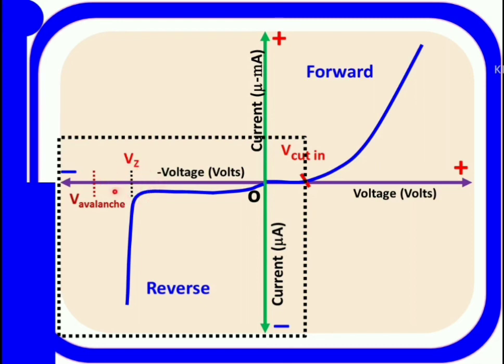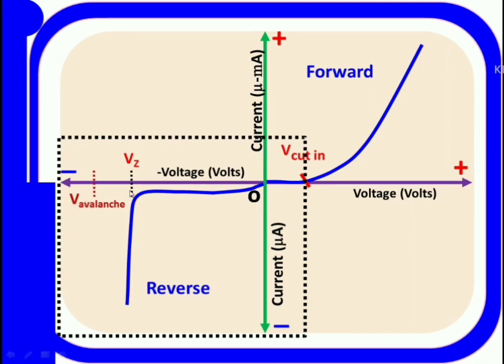But if you go on increasing to a high value, you will get avalanche breakdown. Once the diode reaches avalanche breakdown, current increases rapidly but the diode is destroyed permanently. So you have to operate the Zener diode around the Zener breakdown only. You should not go for the avalanche breakdown. Once you increase the voltage to avalanche breakdown, the diode is completely destroyed.